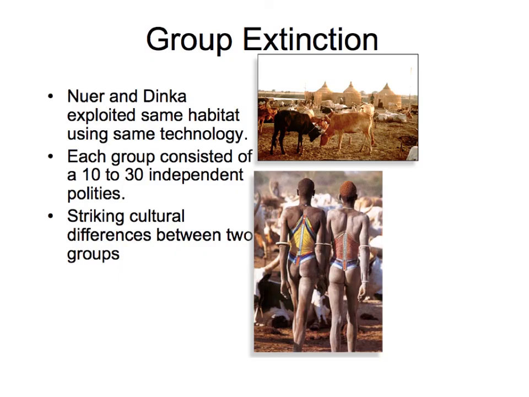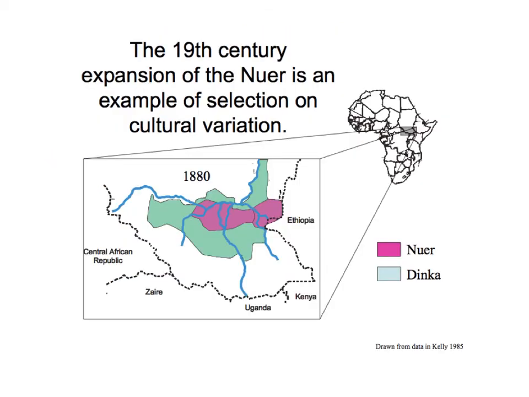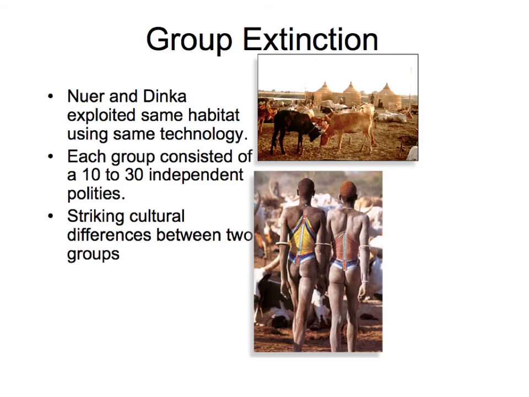This is an example of the Nuer and the Dinka, who are living in Central Eastern Africa, in Ethiopia, roughly. They're very similar in terms of habitat and technology and ecology. They're both pastoralist groups. But there are some striking cultural differences between the two.